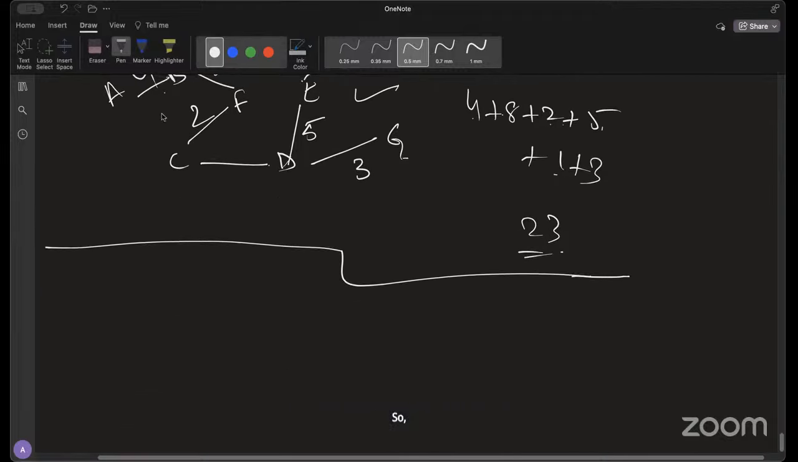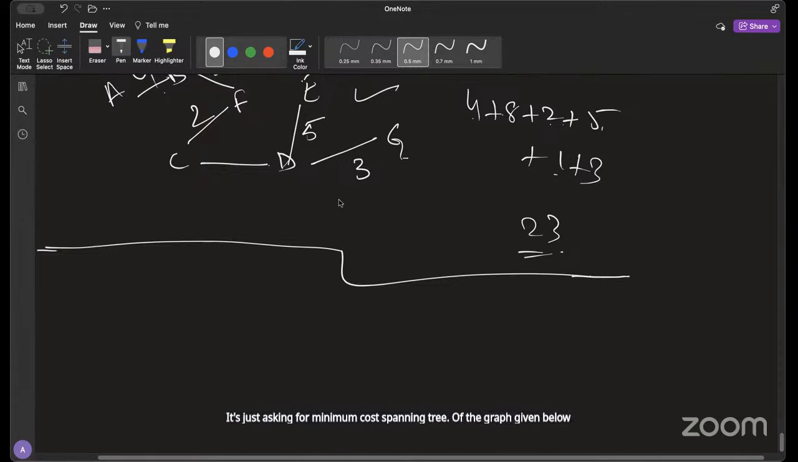So what does the question say? Does it have to be done using Prim's algorithm or Kruskal's algorithm? It's just asking for the minimum cost spanning tree of the graph given below. What is the minimum cost of the spanning tree? Because the minimum cost spanning tree can be different.